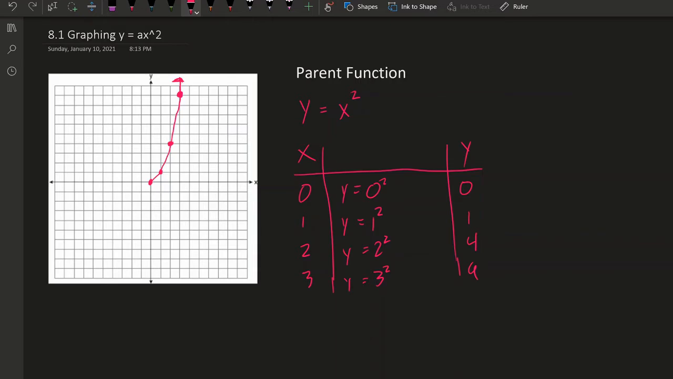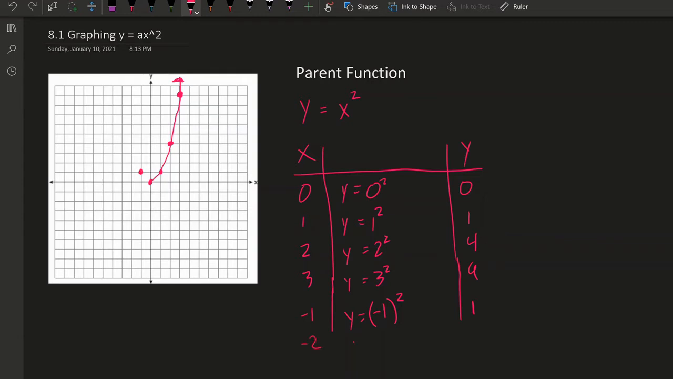Now let's go ahead and do some negatives too. And here's where we'll see something interesting. If x is -1, then y is equal to -1 squared. So -1 squared means -1 times -1, but a negative times a negative is a positive, so I get +1. So now when x is -1, y is +1.